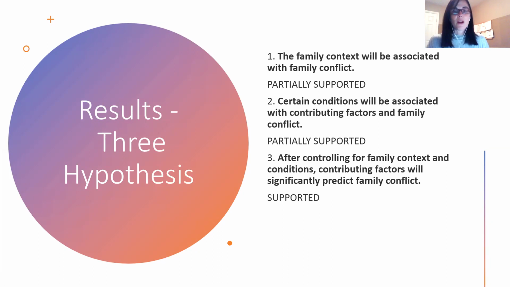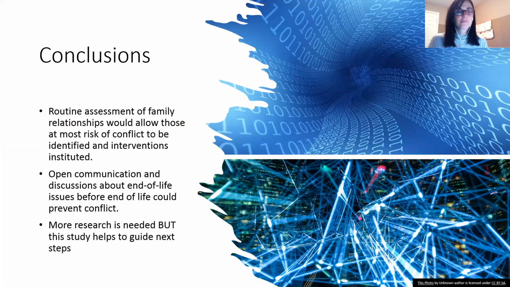So in the end, there are three hypotheses that they put forward. They felt two of them were partially supported with the information that they came out with, and one was fully supported. So when you look at the conclusion of the study, they felt that routine assessment of family relationships would allow those most at risk to be identified, and then interventions could be offered to them. So based on their information, they would advocate that we should screen families and identify those that have the most conflict and offer them some help.